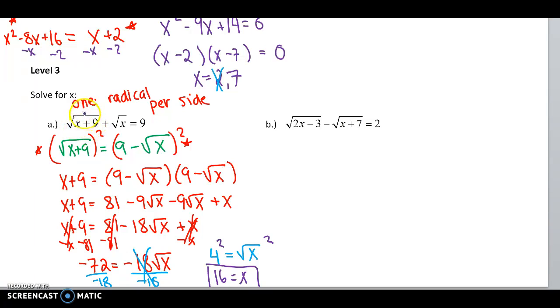So 16 plus 9 is actually 25. The square root of 25 is 5. The square root of 16 is 4. So I have 5 plus 4 equals 9, and that does work.